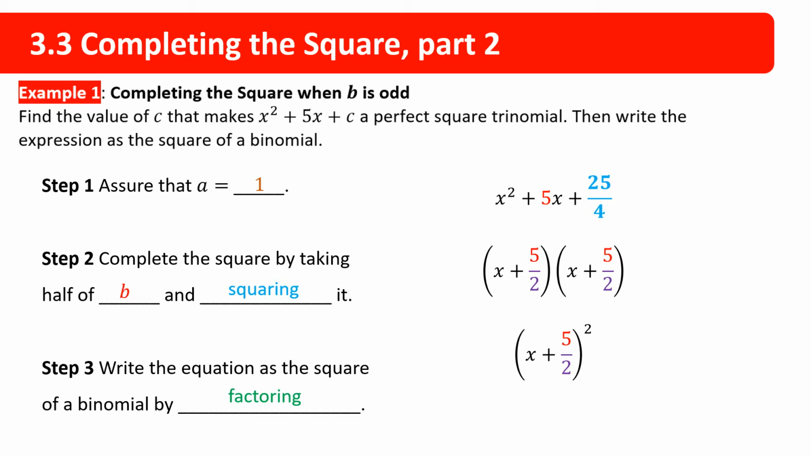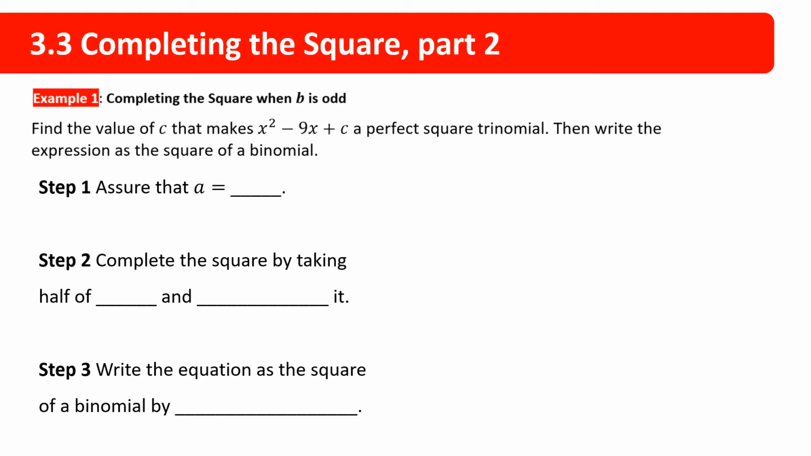And just a reminder, how did we find c? We were asked to take half of b and square it, and half of b was 5 halves, and that's what comes in as our term at the ends of these parentheses. 5 halves plus 5 halves equals 5, and 5 halves times itself equals 25 fourths. So let's work for another example.